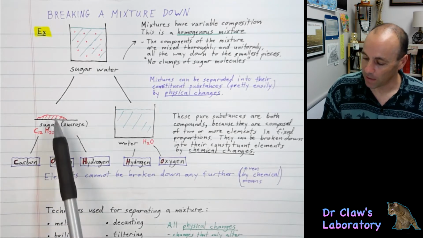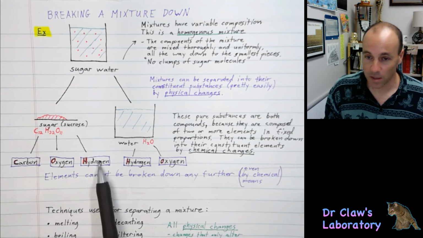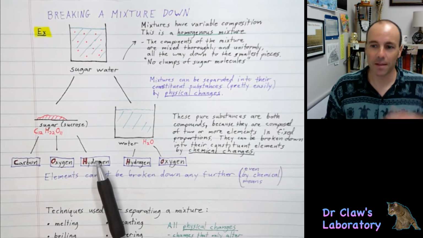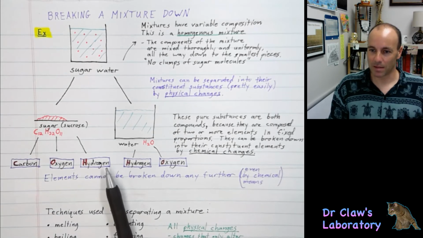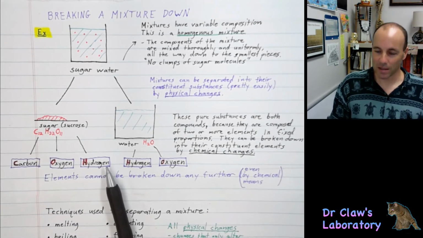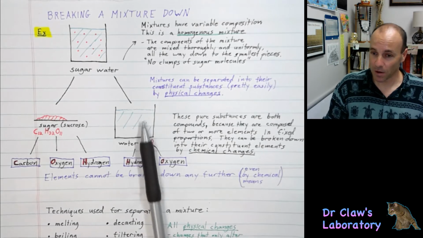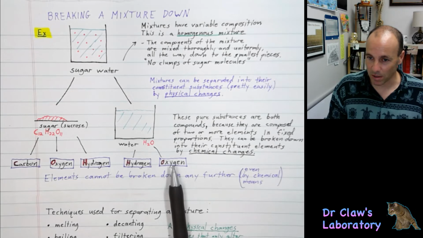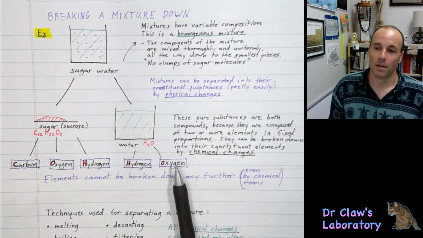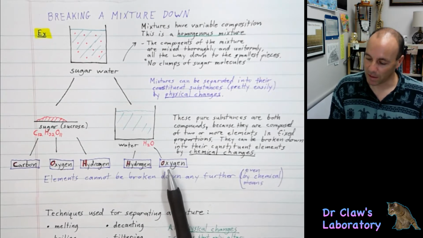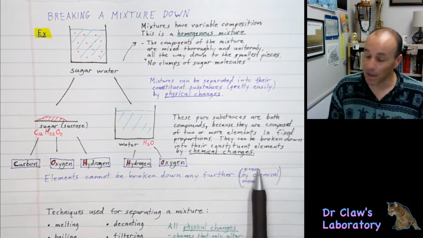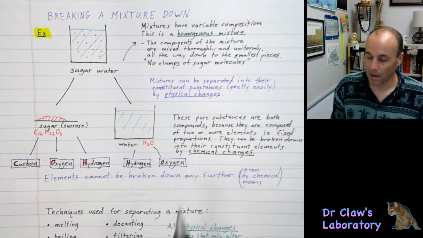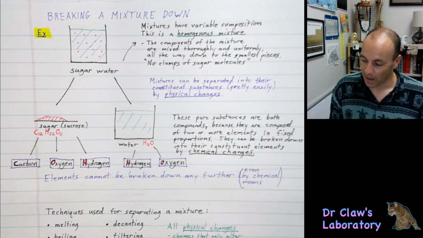If we were able to divide the sucrose into its constituents, these can no longer be divided. They're the end of the line. These are elements. We cannot separate them any further. And also water, once we break it down into its constituents, which is hydrogen and oxygen, we can't break those down any further. So these are also elements. Elements cannot be broken down any further, even by chemical means. No fancy chemistry can do that.